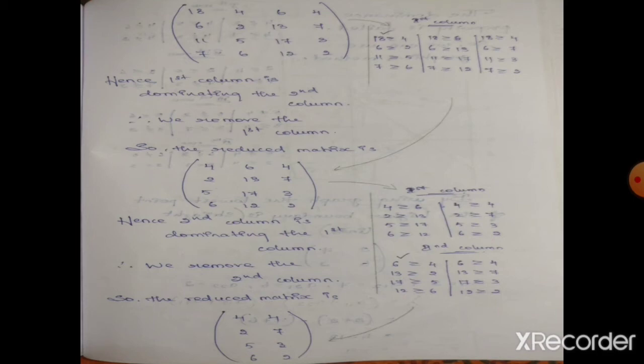So second column elements are 6, 13, 17, 12. So you have to write on the left hand side. That will be greater than or equal to the first column elements as well as the third column elements. So here the first column elements will be satisfied. 6 is greater than or equal to 4. 13 is greater than or equal to 2. 17 is greater than or equal to 5. 12 is greater than or equal to 6. So here the second column is dominating the first column. So we have to remove the second column elements. Now the reduced matrix is 4, 4, 2, 7, 5, 3, 6, 2.